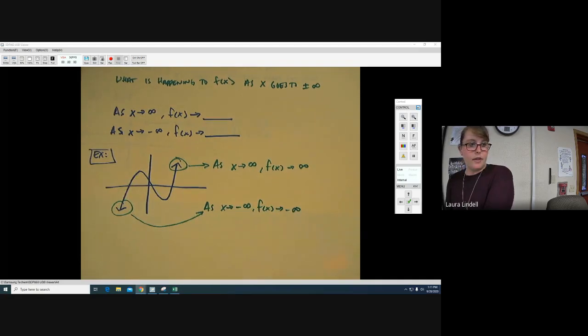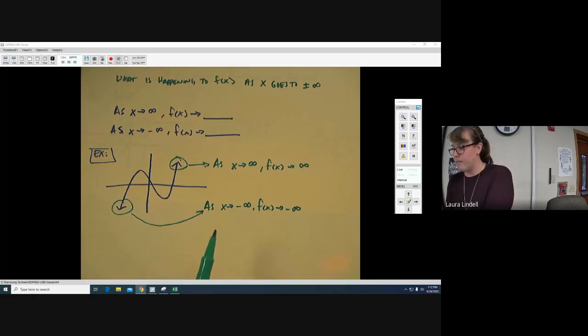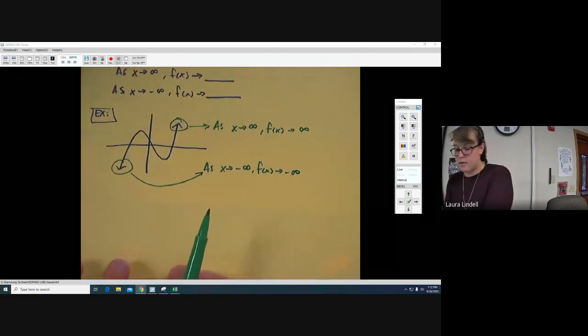And that's really all we have to do to describe end behavior. As x goes to positive infinity, f of x goes to, and then wherever it's going. As x goes to negative infinity, f of x goes to, and then wherever the function is going.